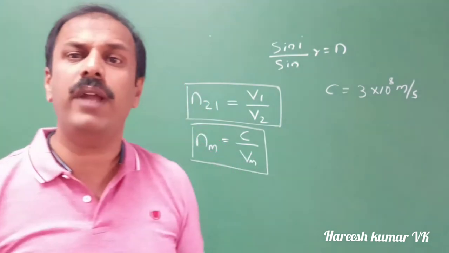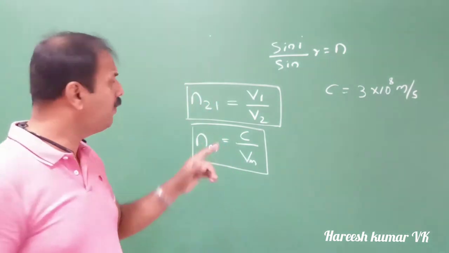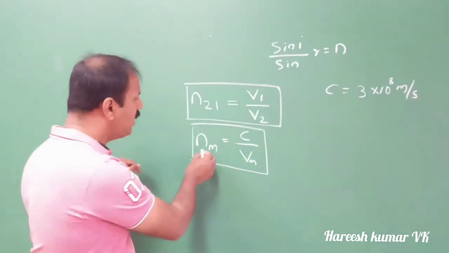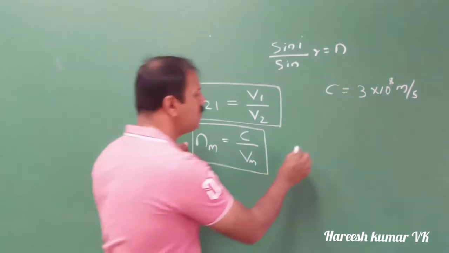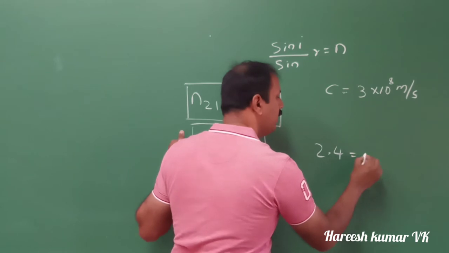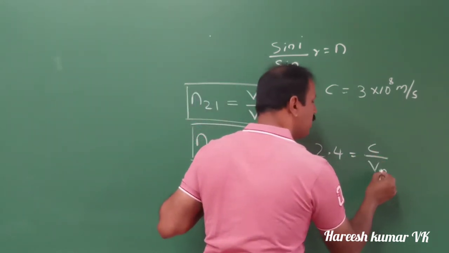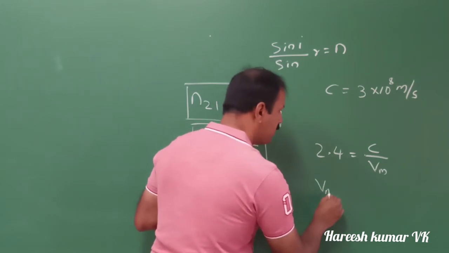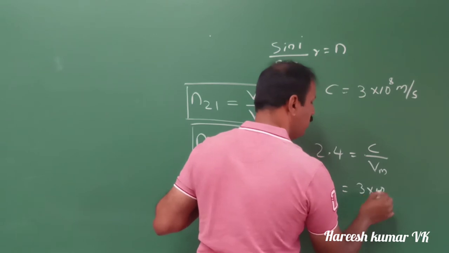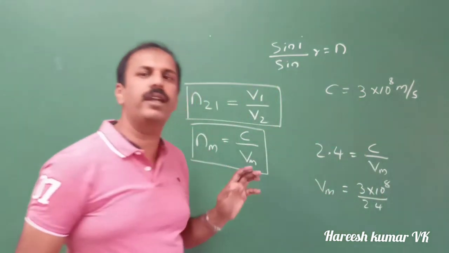So what is the speed of light in diamond? How can we calculate it? For example, this equation itself we can use. Otherwise you can use this equation. So in the case of diamond, we know the refractive index is 2.42, or 2.4 only you take. That is equal to C by Vm, where Vm is the velocity in diamond. So Vm is equal to C, that is 3 into 10 to the power 8, divided by 2.4. Like that you can calculate for any medium.